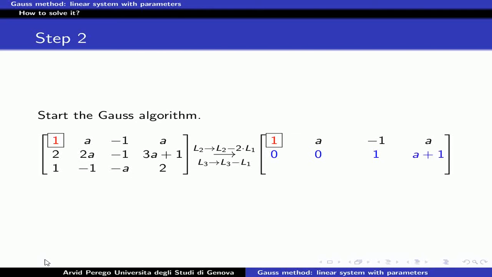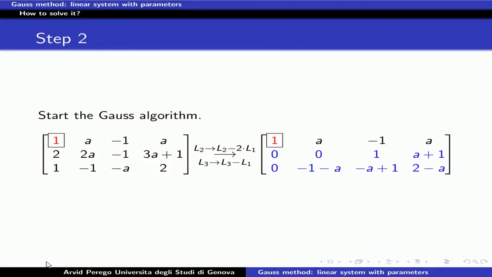For the last row, you have 1 minus 1, which gives 0. You have minus 1 minus a, which gives minus 1 minus a. Minus 1 minus minus 1 gives minus a plus 1. And finally 2 minus a, which gives simply 2 minus a. So this is the matrix produced after the first step of the Gauss algorithm.